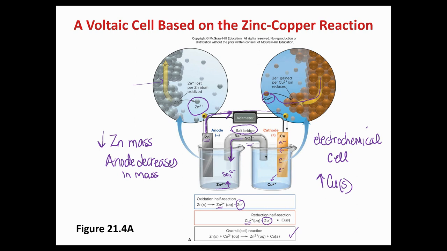On the other hand, on this side, it's going to get less positive, right? Because copper 2+ is reacting. It's going to get less positive. So to prevent that, the sodium ion from the salt is going to come in here to keep it more positive so that the electrons still want to flow. So electrons in a voltaic cell always flow from anode to cathode.